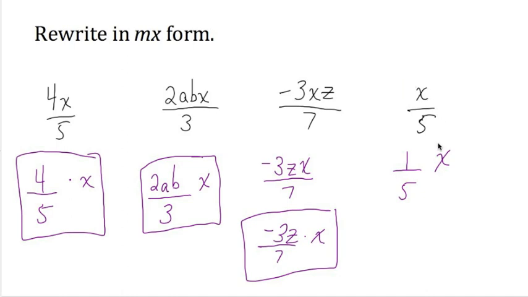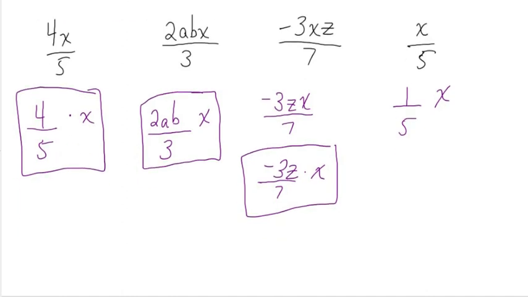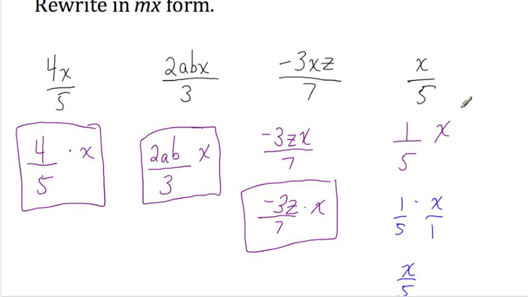Now, we can also check this one, kind of like we did with the first one, by multiplying it back together. Actually, first off, we need to rewrite this so that x has a denominator. So this is going to be 1 over 5 times x over 1, and multiply straight across. 1 times x is x, and 5 times 1 is 5. Sure enough, we got the same thing we started with, so we didn't change the value. So this is the proper way to rewrite this in mx form, so that x has a coefficient.